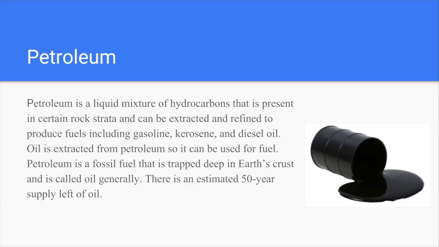So let's talk about petroleum. Petroleum is a liquid mixture of hydrocarbons that is present in certain rock strata. It can be extracted and refined to produce fuels, as I said before. Oil is extracted from this, and there is not a lot of this left on Earth, only having a 50-year supply. This fuel is usually used to run cars or heat houses.